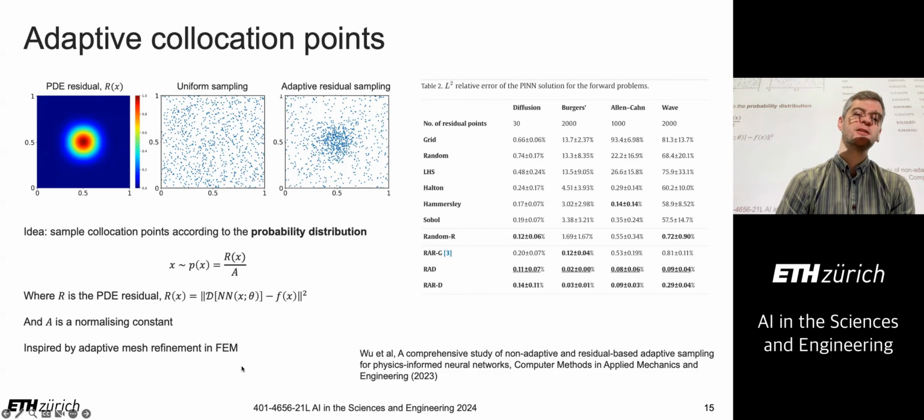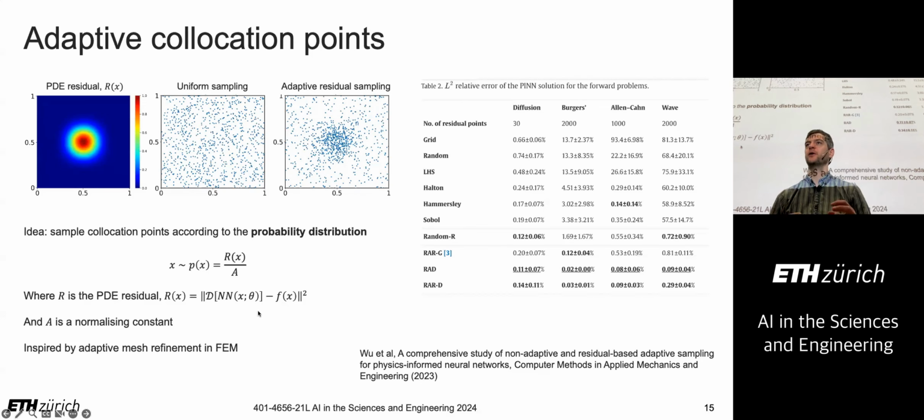You could think of this as the PINN analog of adaptive mesh refinement. If we have a fixed budget of collocation points, we're optimizing as we go where we want to put those collocation points to solve the solution.